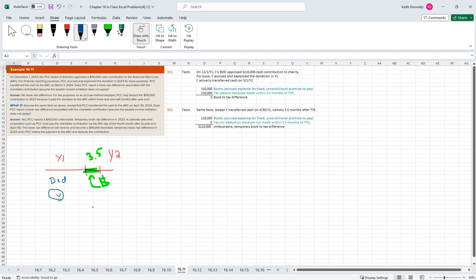Okay. So let's look at an example here. It looks like in December, our board approved a charitable contribution. That's great. For our books, we took the expense. And it looks like we paid it in March. We're in that 3-month window. We get the deduction on tax. That's great. No book to tax difference there. In distinction, if we change the facts and said they paid it over here, well, in that case, we would have gotten the deduction on book, but we get nothing on tax. So that would give rise to a book to tax difference.